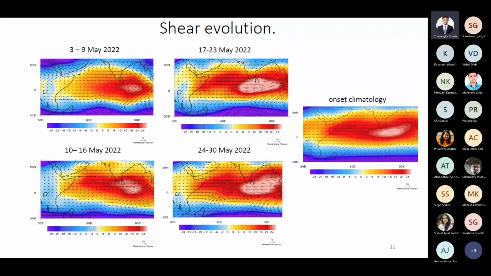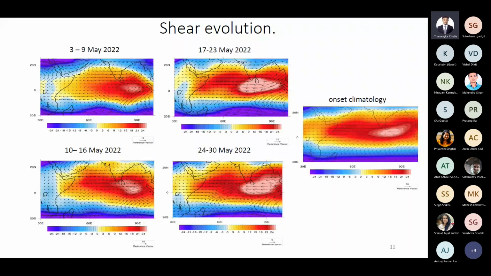And if you ask me, this looks much closer to the onset climatology. Between 17th and 23rd May 2022, it looks much closer to the onset climatology. And the shear, as you're seeing here, is not decreasing after the cyclone has passed. Actually, it still maintains its intensity after the cyclone has passed.